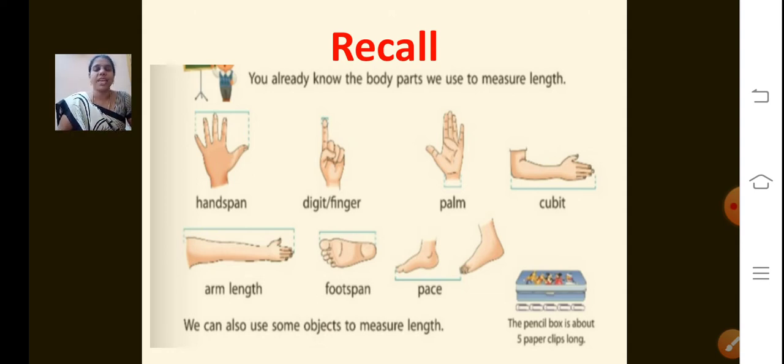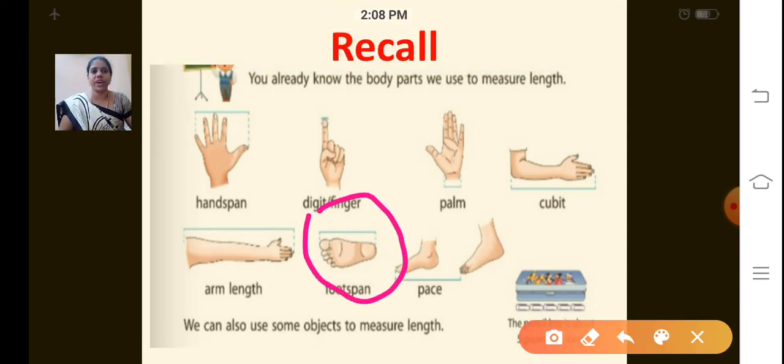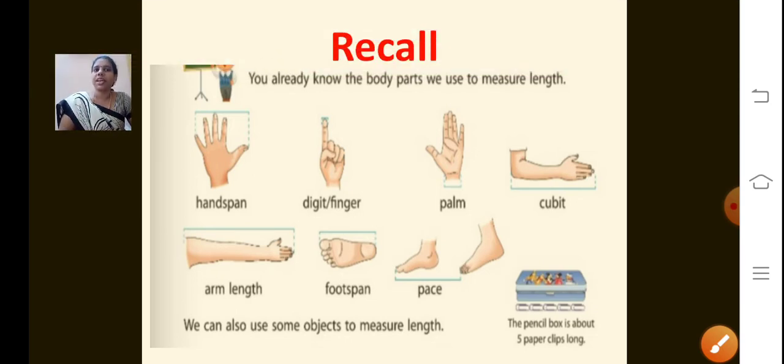Arm length. See, from this to this is arm length. Foot span. Just see, this is foot span. This you have already learned, right? Pace. And this also you have studied last class. See the distance between these 2 feet. So what is this? Pace. Hand span, digit of finger, palm, cubit, arm length, foot span, pace.